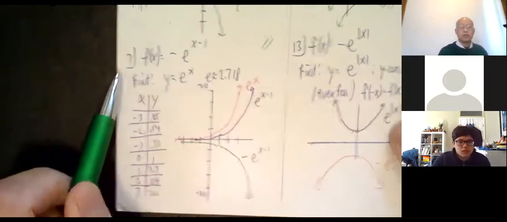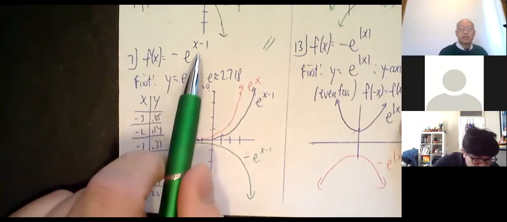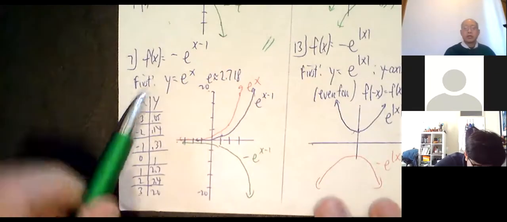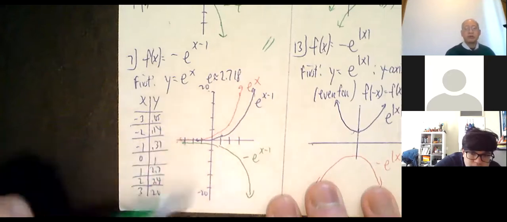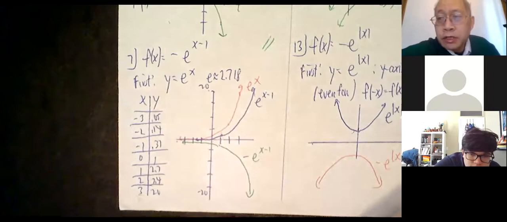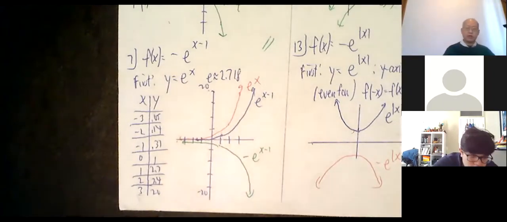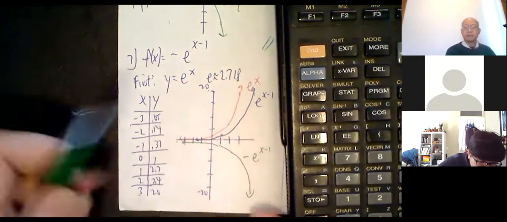Okay, so number 7, f of x equals negative e to the x minus 1. Now just a side note for this chart, you should know quickly that e to the x looks like this, but in case you want to know what some of the values are, you could plug these in. On your calculator, you don't really need to do this with me now if you don't want to, but if you want to, find your e to the x button.